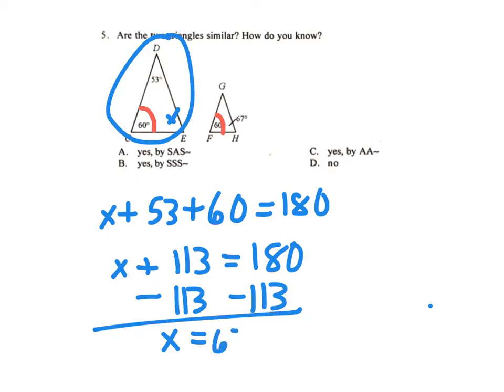So x equals 67. That tells me that this angle down here is equal to 67. And if you look, this one over here is too. That tells me I have enough information to say that yes, my triangles are similar by angle-angle similarity.